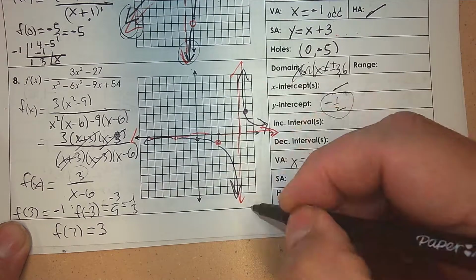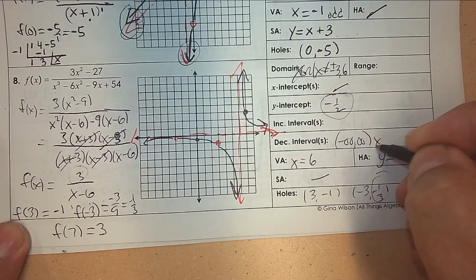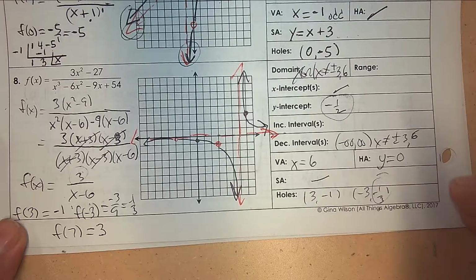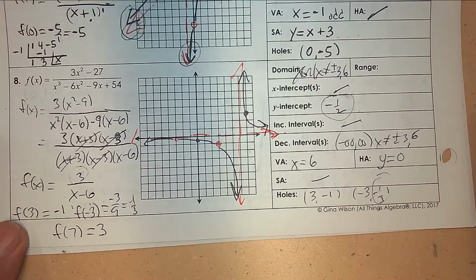Going down, going down. So everything is decreasing. And then obviously where it's undefined, it's neither increasing nor decreasing. But the rest of the graph is all decreasing. Nothing is increasing from left to right.